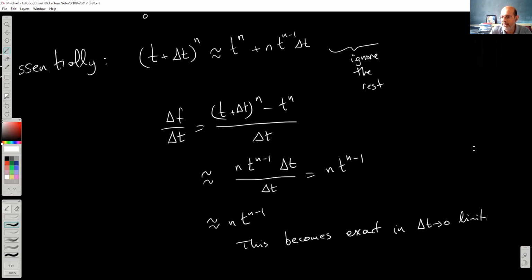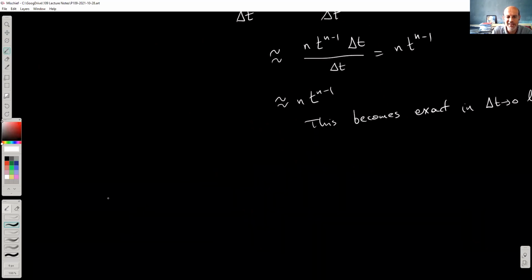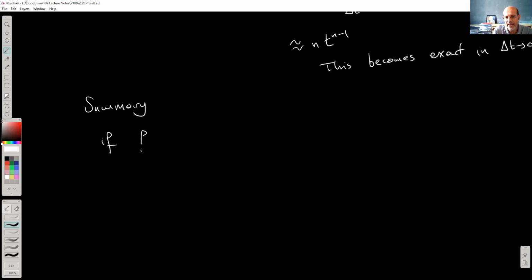So I kind of summarized it. I mean, physicists usually do this by ignoring terms. So let's say it like this, in summary: if f of t is equal to a power function t to the n, then the derivative of f is also a function. It can be obtained by multiplying the power with the function with the one less power, all right?